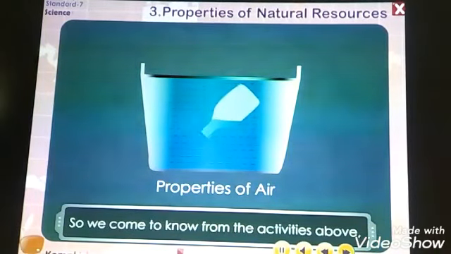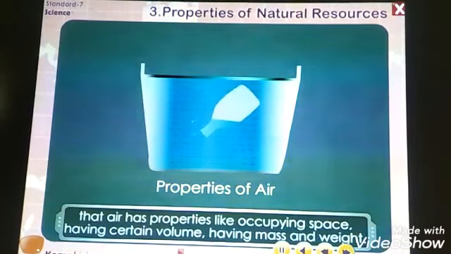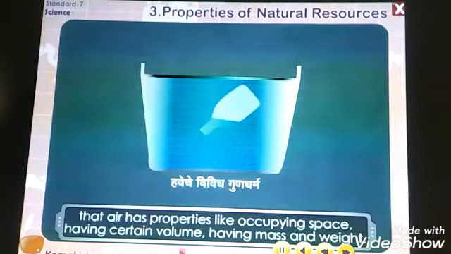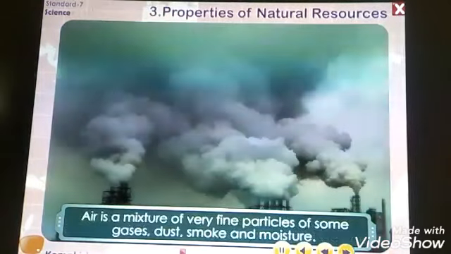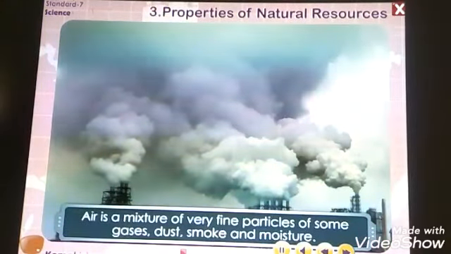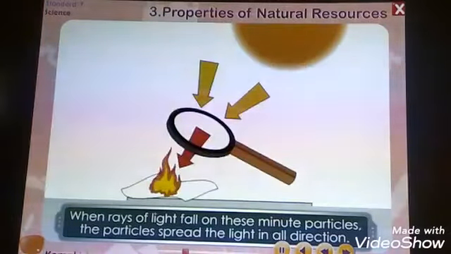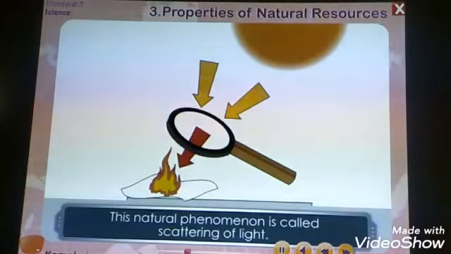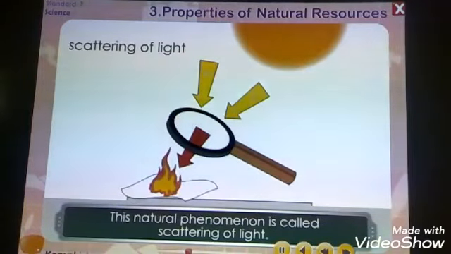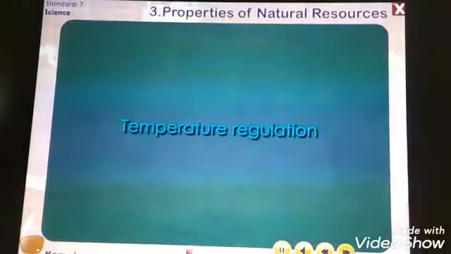So, we come to know from the activities that air has properties like occupying space, having certain volume, having mass and weight. Air is a mixture of very fine particles of some gases, dust, smoke and moisture. When rays of light fall on these minute particles, the particles spread the light in all directions. This natural phenomenon is called scattering of light.